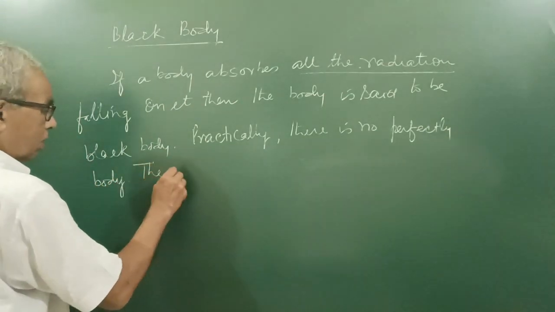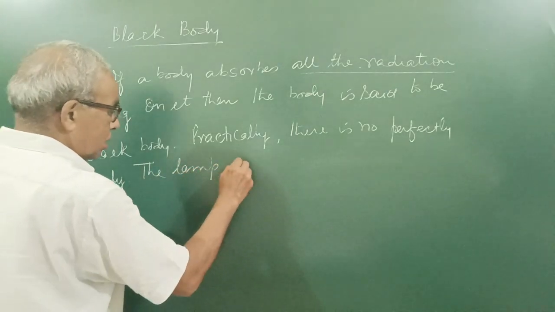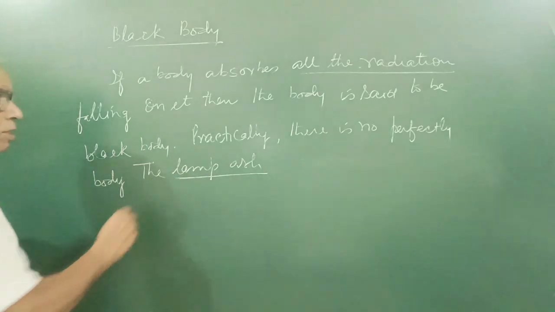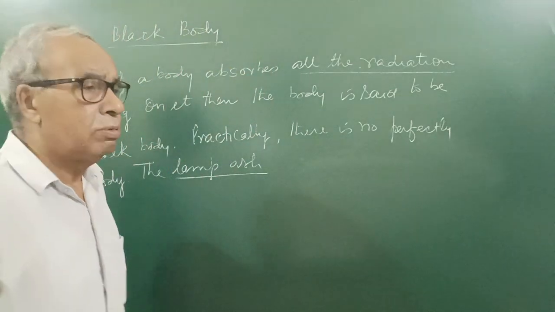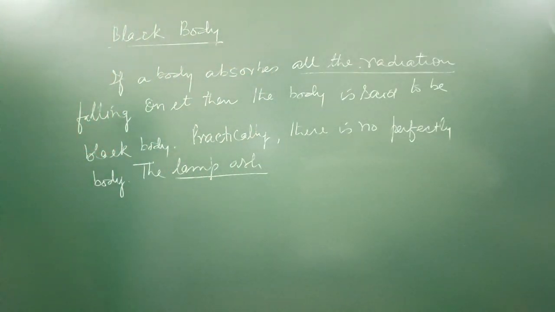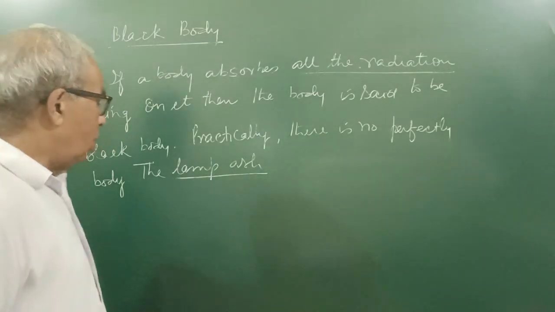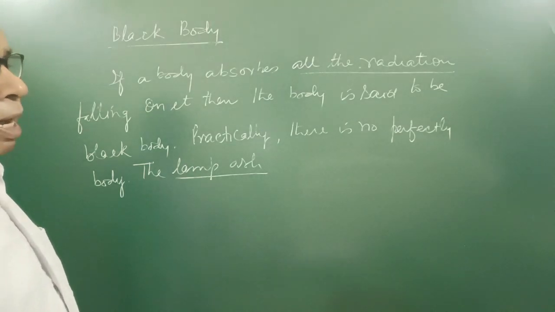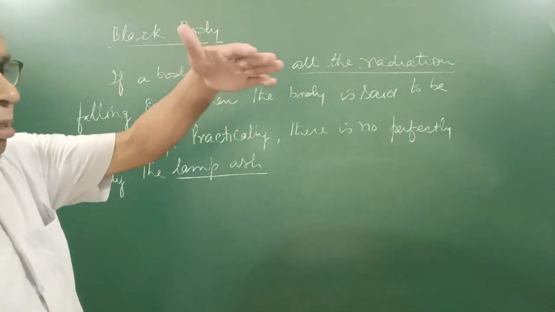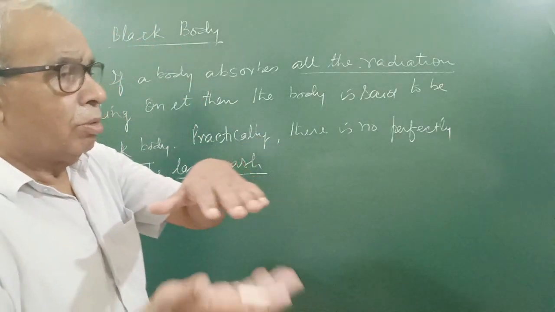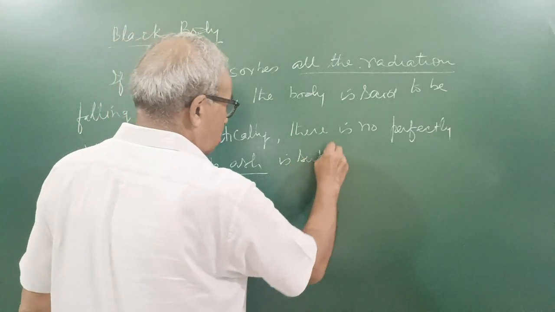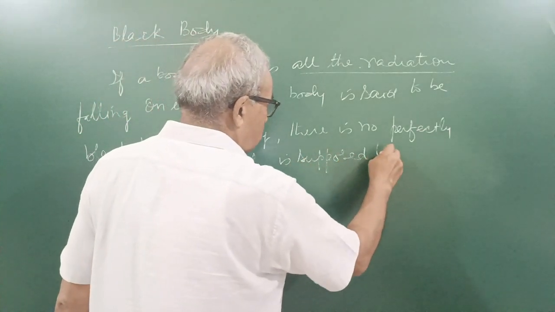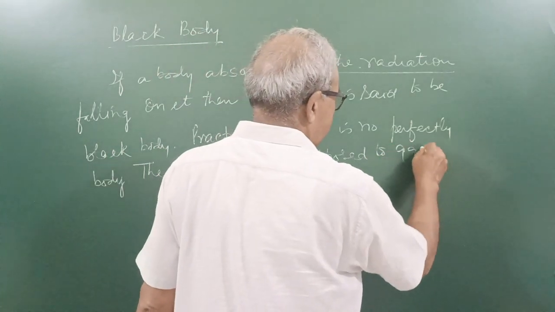The lamp soot. I think you understand this. What is black? When you use a lamp which burns kerosene oil or any other oil, then it gives dark soot. So that is called lamp soot. So lamp soot is supposed to be 99% black.